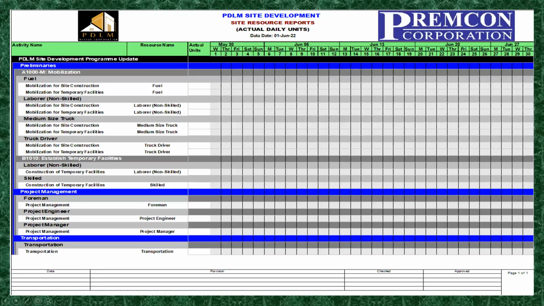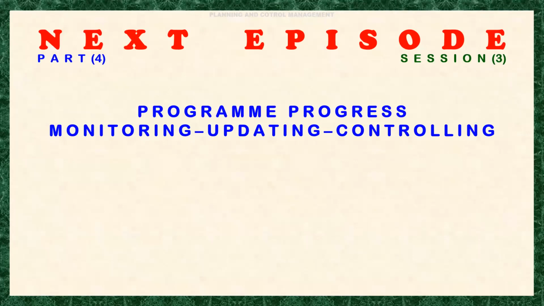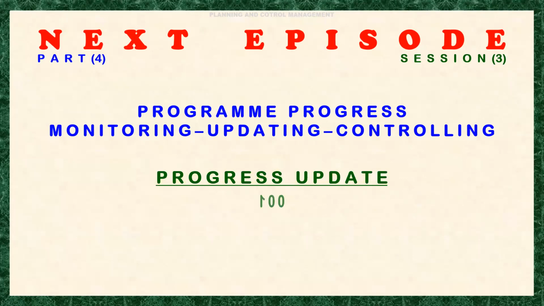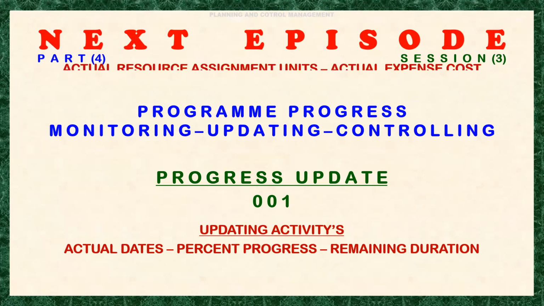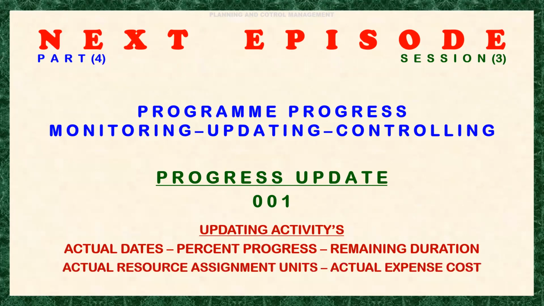Okay. So our next episode could be part 4, session 3, program progress monitoring, updating, and controlling. And this is about progress update 001. We will be updating activities, actual dates, percent progress, remaining duration, actual resource assignment units, and the actual expense cost. This means we have to update or apply the reports into the Primavera P6 program.